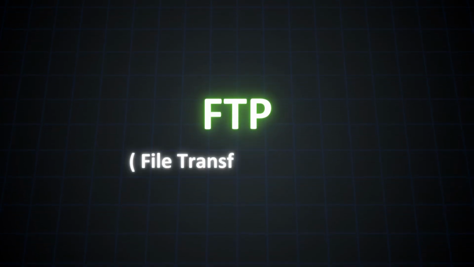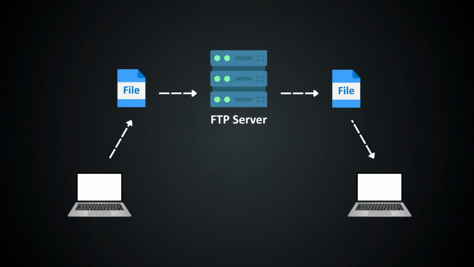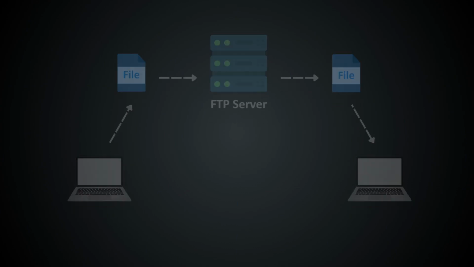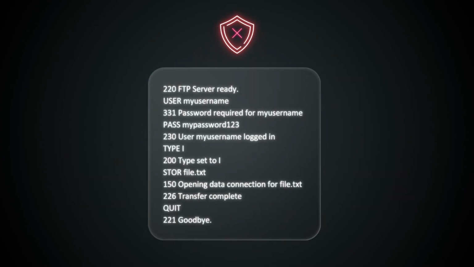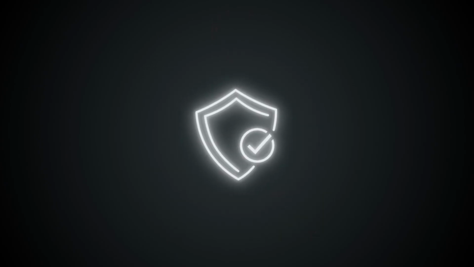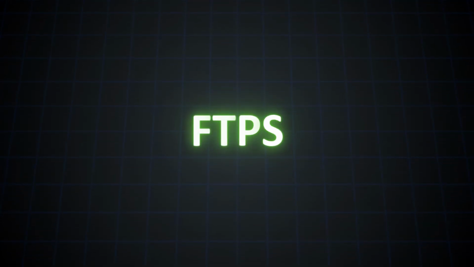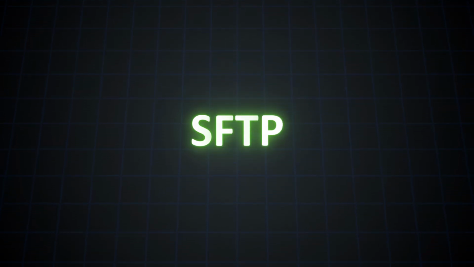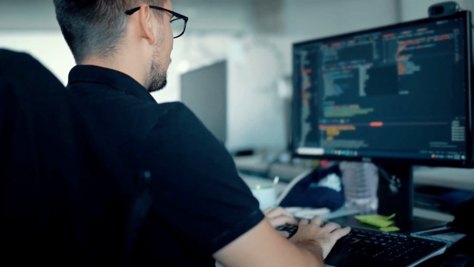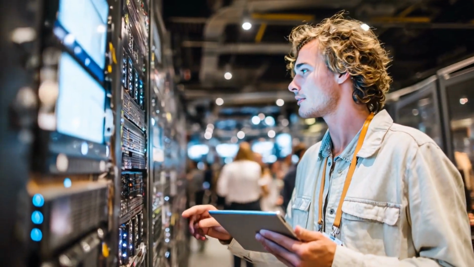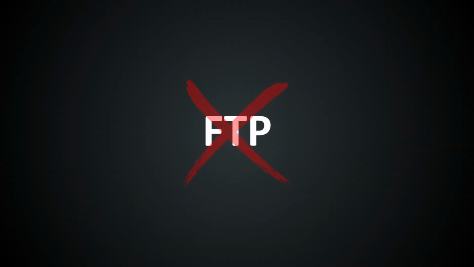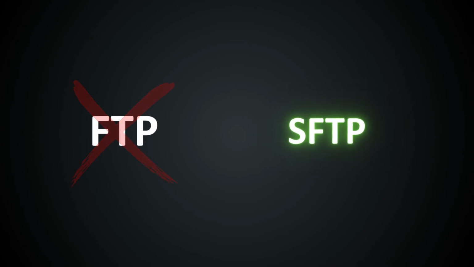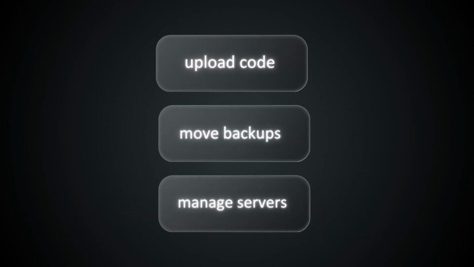FTP, File Transfer Protocol. It was one of the earliest ways to move files between computers, but it's insecure because everything is sent in plain text. To fix this, two secure versions appeared. FTPS, which adds SSL and TLS encryption, and SFTP, which actually runs over SSH. Most developers and sysadmins rarely use plain FTP. Instead, they rely on SFTP, or skip it entirely in favor of SSH-based tools like SCP and rsync to upload code, move backups, or manage servers.